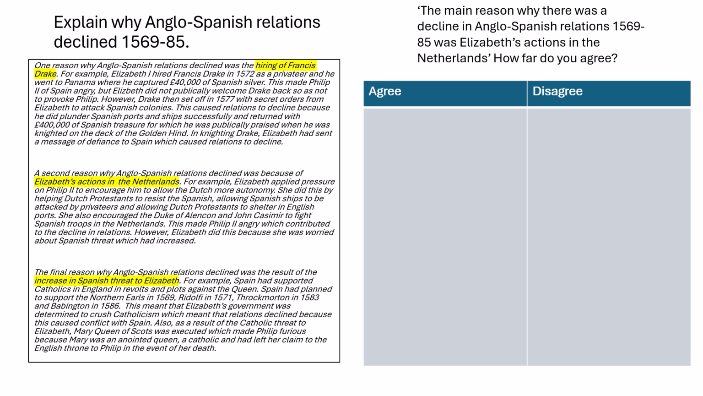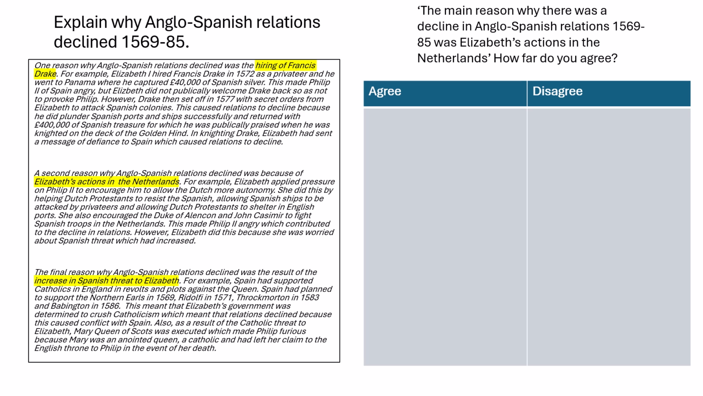What you can also do is have a look at a similar style of question, but a how far do you agree? And you can use the information in the explain why response to plan a response to the how far do you agree. So for example, if we were being asked to explain why Anglo-Spanish relations declined, we've got the hiring of Francis Drake, Elizabeth's actions in the Netherlands, and increased Spanish threat. We could use those 3 points to answer the question.